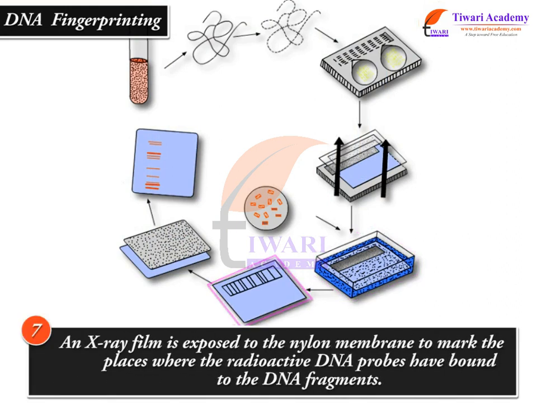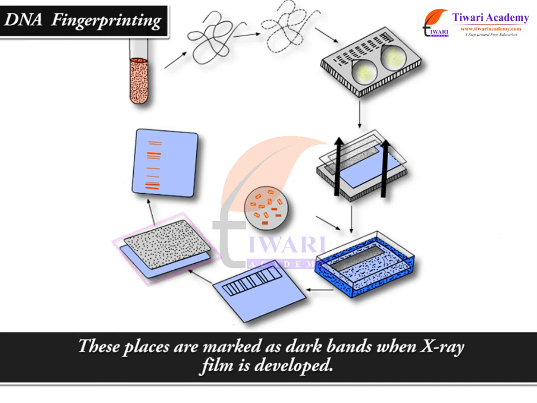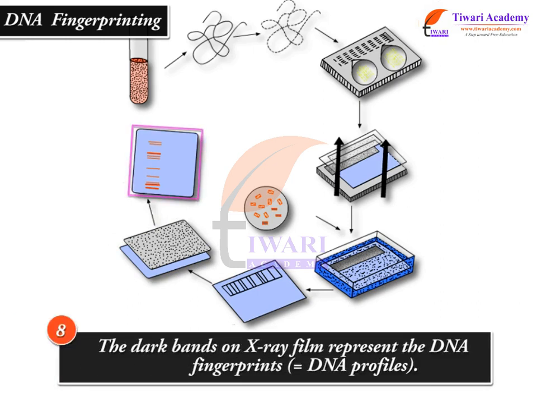7. An X-ray film is exposed to the nylon membrane to mark the places where the radioactive DNA probes have bound to the DNA fragments. These places are marked as dark bands when the X-ray film is developed. 8. The dark bands on the X-ray film represent the DNA fingerprints, equal to DNA profiles.